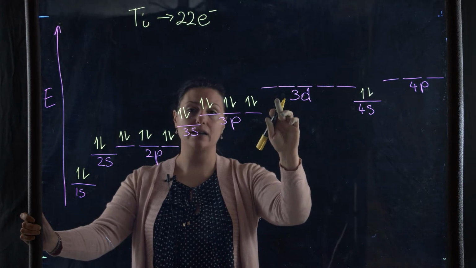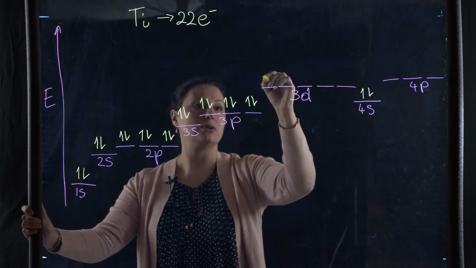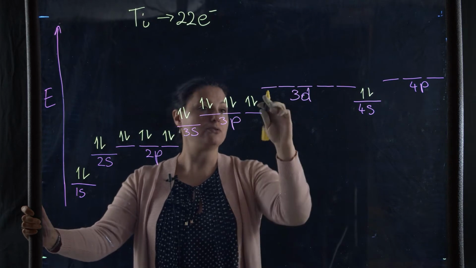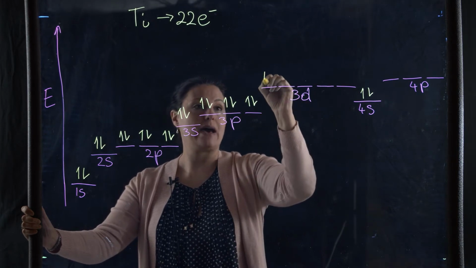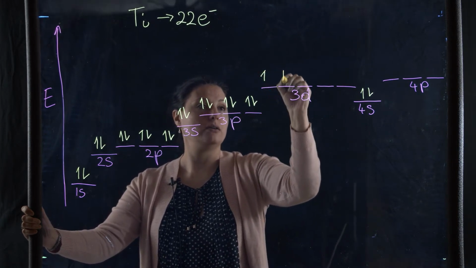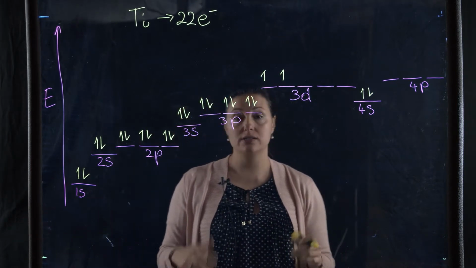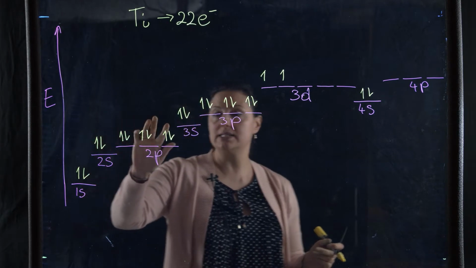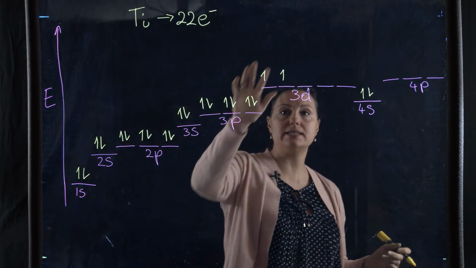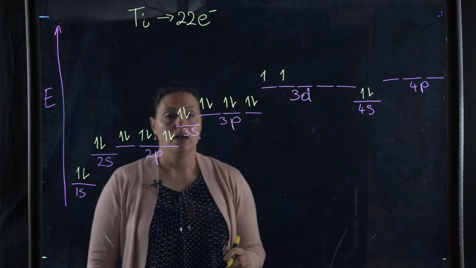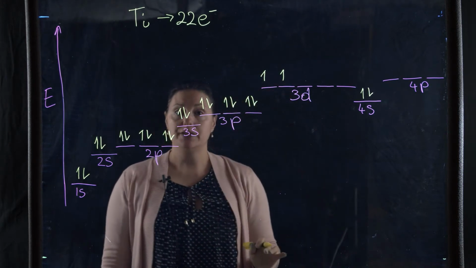Now we have to go back and fill the 3d orbitals. And because of Hund's rule, I have to spread them out. So there's one, and there's the other. And then I ran out of electrons. Double check: 2, 4, 6, 8, 10, 12, 14, 16, 18, 20, 22 electrons. This is the electronic diagram.